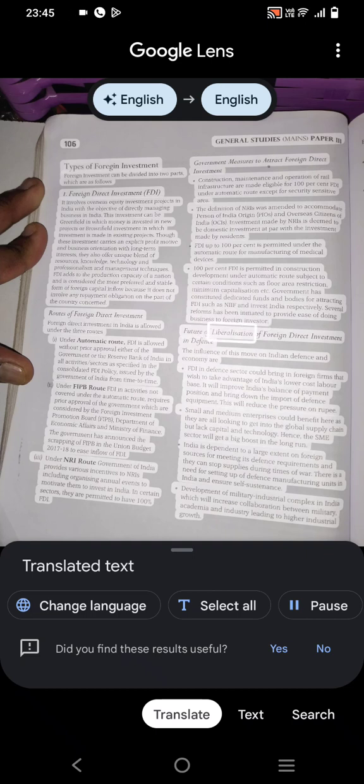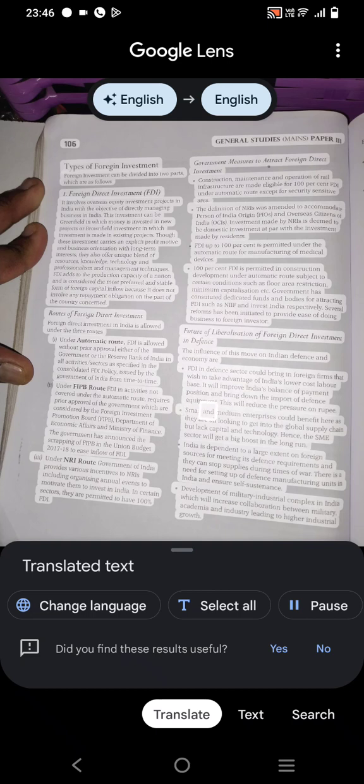Future of liberalization of foreign direct investment. In defense, the influence of this move on Indian defense and economy: FDI in defense sector could bring in foreign firms that wish to take advantage of India's lower cost labor base. It will improve India's balance of payment position and bring down the import of defense equipment. This will reduce the pressure on the rupee.